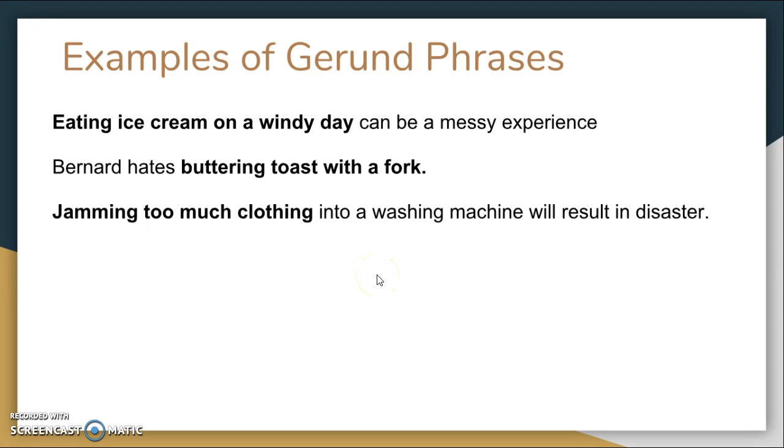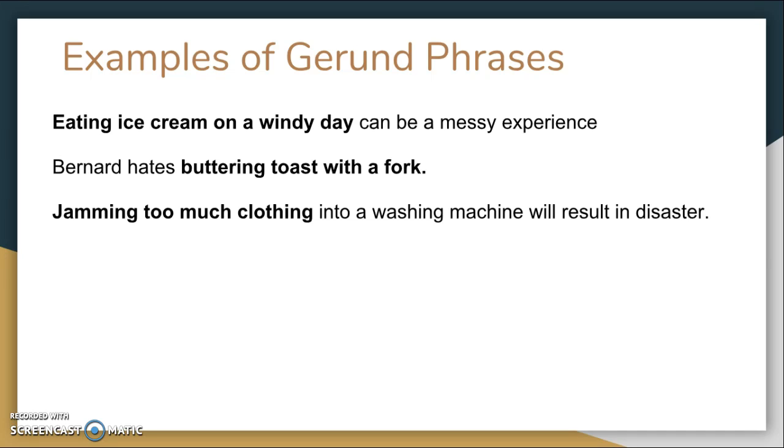Examples of gerund phrases. Eating ice cream on a windy day can be a messy experience. "Eating ice cream on a windy day" is the subject of the verb "can be." Bernard hates buttering toast with a fork. "Buttering toast with a fork" is the object of the verb "hates." Jamming too much clothing into a washing machine will result in disaster. "Jamming too much clothing into a washing machine" is the subject of the verb "will result."